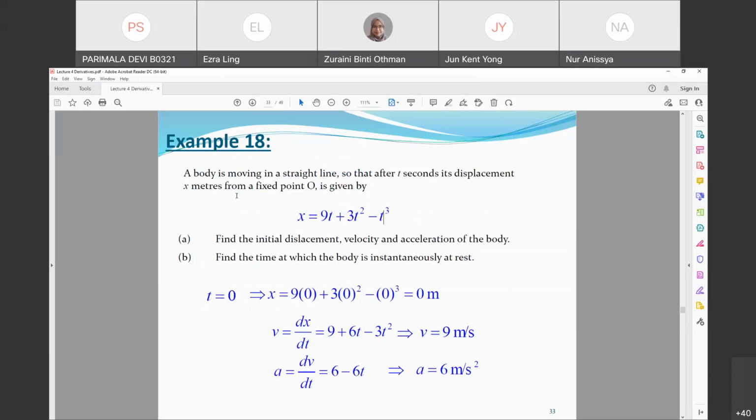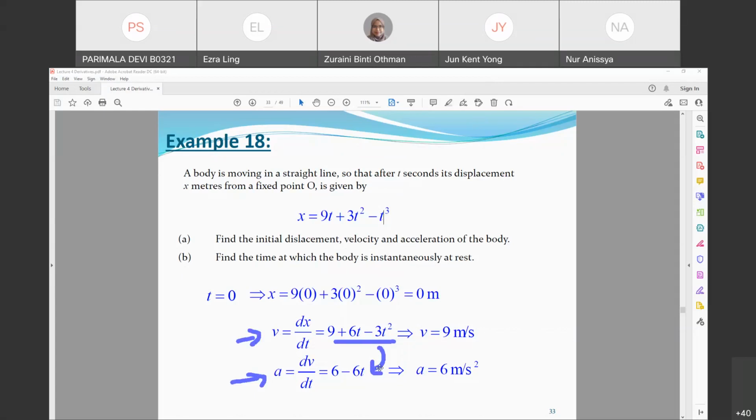second the displacement of x meter from the point O is given by this. And here first we want to find the velocity, initial displacement, velocity and acceleration. Okay, because of it is initial, maksudnya dia tak bergerak lagi, dia tak ada masa lagi. So sekarang kita carilah untuk A tu, dia cari velocity ialah pembezaan peringkat pertama and acceleration ialah pembezaan yang ni pada peringkat kedua. Bezakan kali kedua.